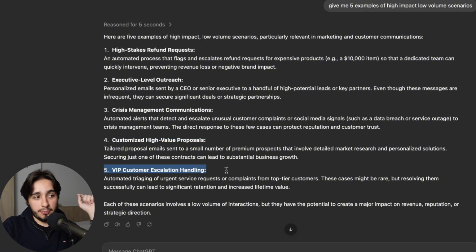And number 5 could be VIP customer escalation handling. And this could be, for example, someone that is chatting with your customer support chatbot on your website, and you know that that customer is one of your top 5% of customers. They are customers that spend a lot with your business, and they're really important for your business. If there is a way for you to identify that, it would make sense to transfer the conversation to GPT 4.5 versus GPT 4.0, for example.